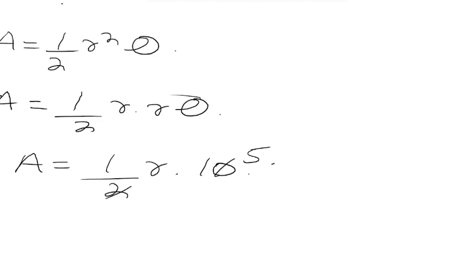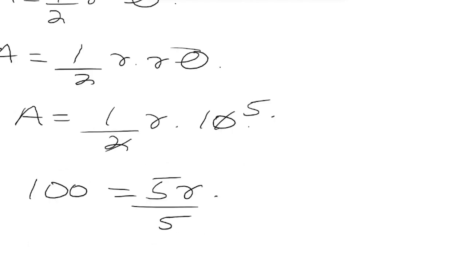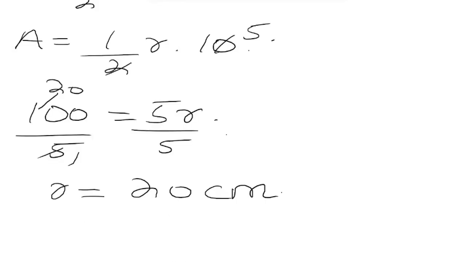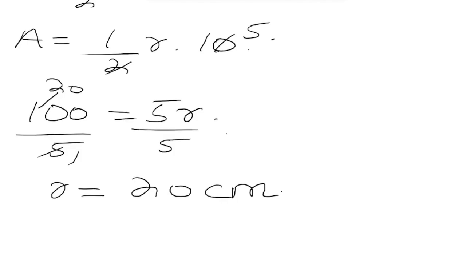And what was the value of area given? That was 100. So 100 is 5r. Now 5 will be divided on both sides to find the value of the radius. So 5 ones are 5, 5 twos are 10. So this means that radius is equal to 20 centimeter. Now when we get the value of 20 centimeter as a radius, we can just use our second formula, which is L is equal to r theta.